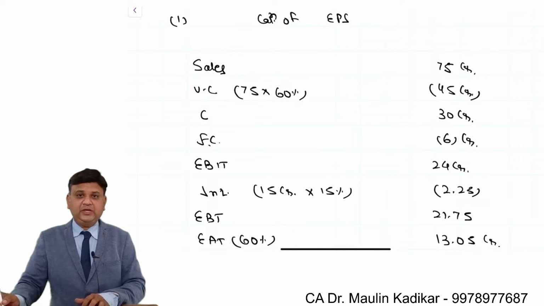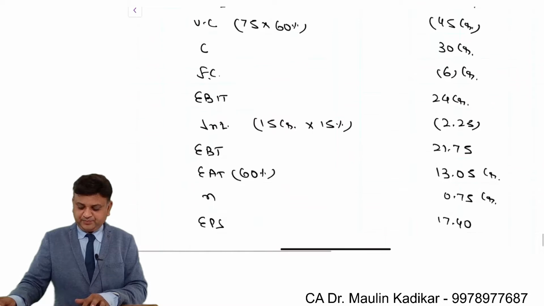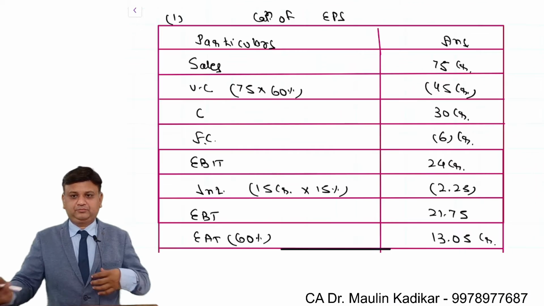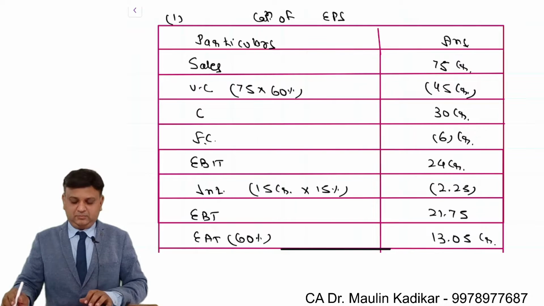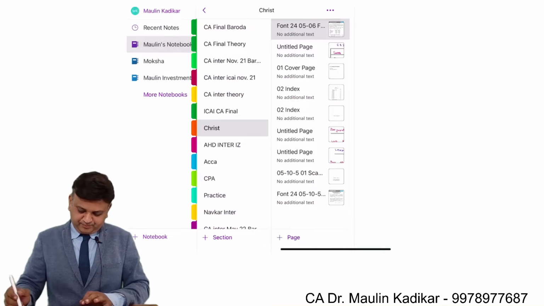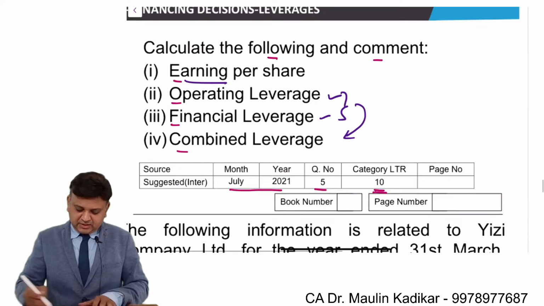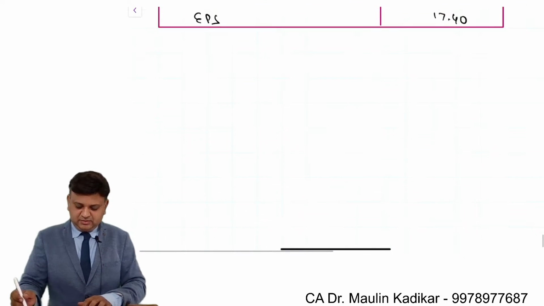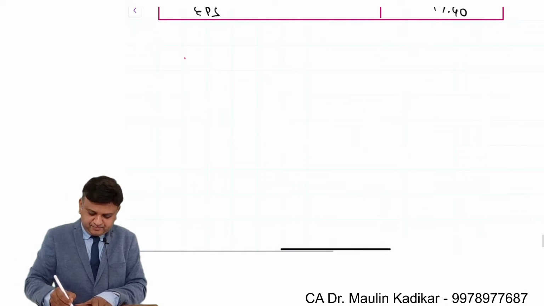I request all of you to take down the answer for the first question. Try to do the remaining 3 answers on your own. So that is the way the earning per share is calculated, 17 rupees 40 paise. The next 3 questions are calculation of all the leverages. So write down the answer. Leverage.